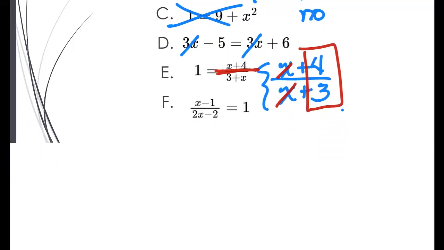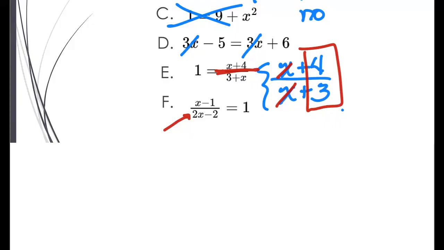Okay? And what about the last one? x minus 1 divided by 2 times x minus 2. Could that ever be equal to 1? What should I do with that bottom value? What could I do with this? Starts with an F, rhymes with actor.